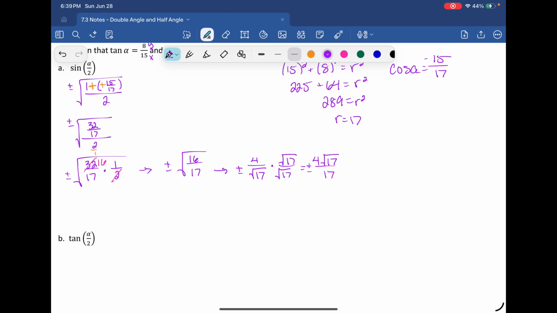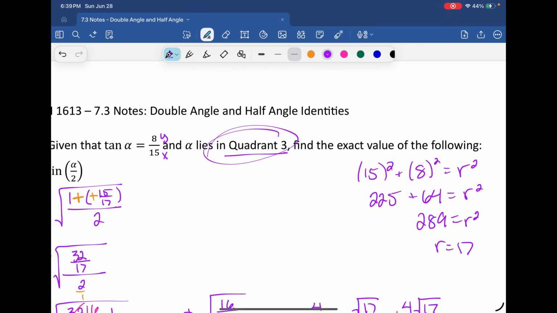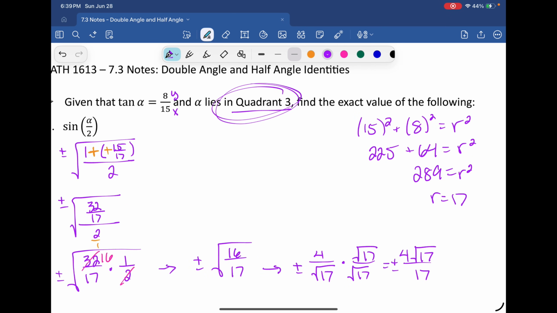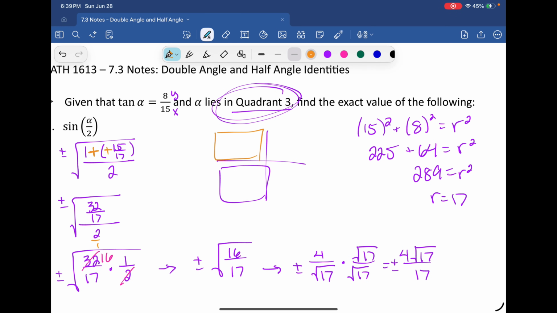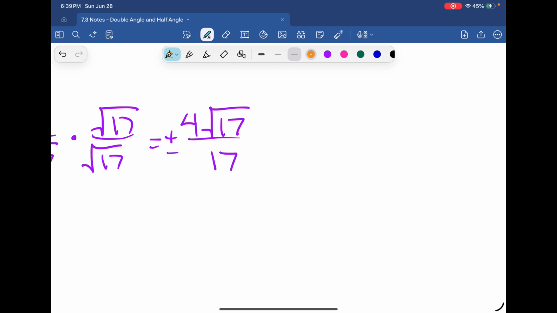Okay, so now I've got to figure out if this is going to be positive or negative. The angle is in quadrant 3. If I take half of that angle, whether it's 269 or 181, that half angle is going to put me in quadrant 2. In quadrant 2, sine is positive, cosine is negative. So when I'm looking at this, I have plus or minus, and this one's going to be the positive square root.